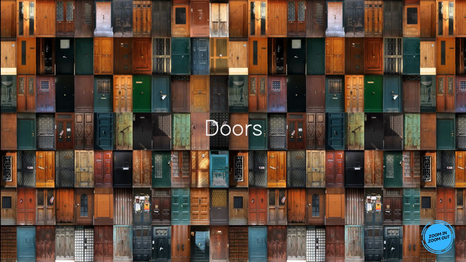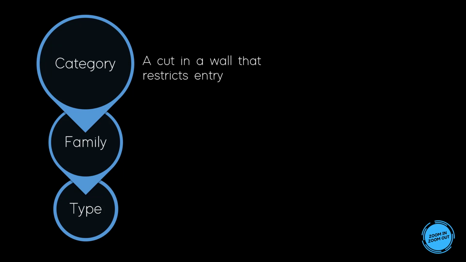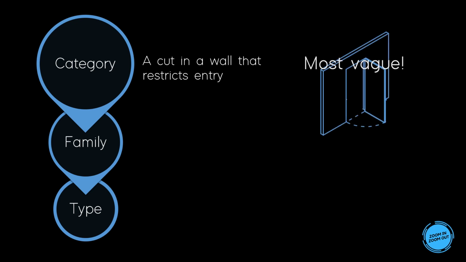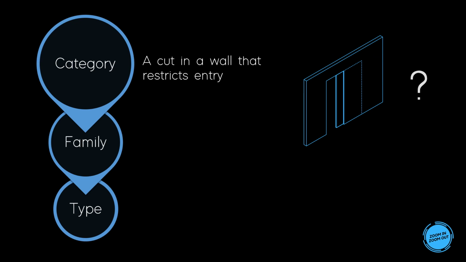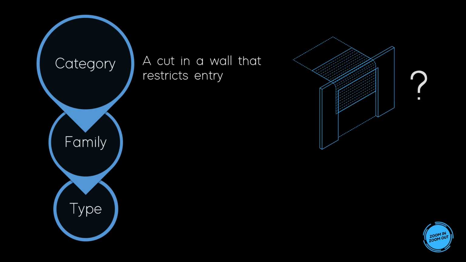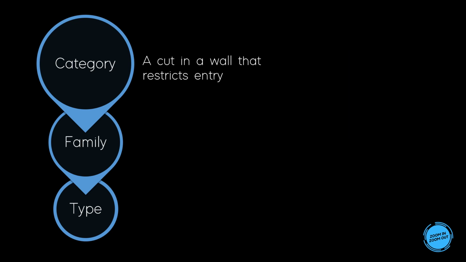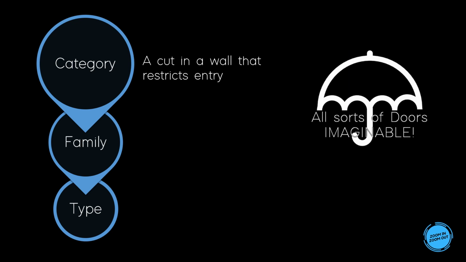This can be best understood with an example. So let's use doors as an example. A door category is at the highest level of the hierarchy and is most vague. A door category can be defined simply as a cut in a wall that restricts the entry of things somehow. Is it a swing door, a double door that swings on both sides? It can even be a sliding door or revolving door or shutter door that are used in garages and shops. So the category is the big umbrella under which we have all sorts of doors imaginable.